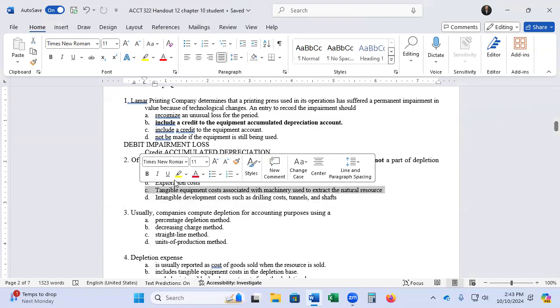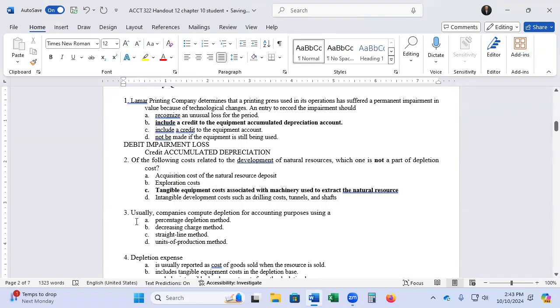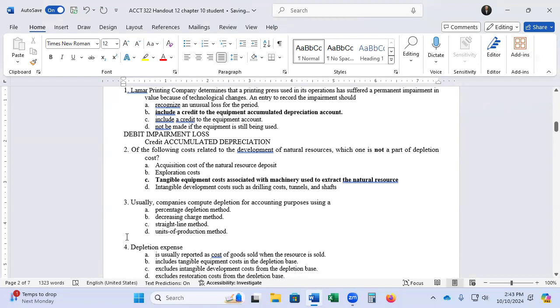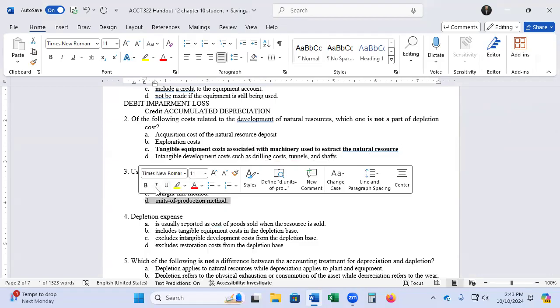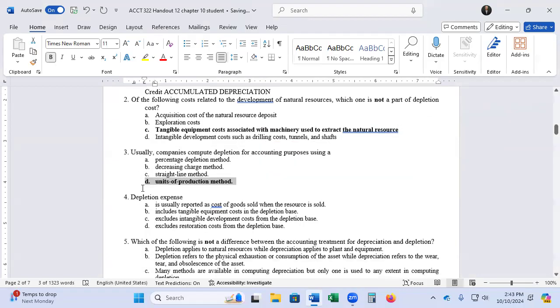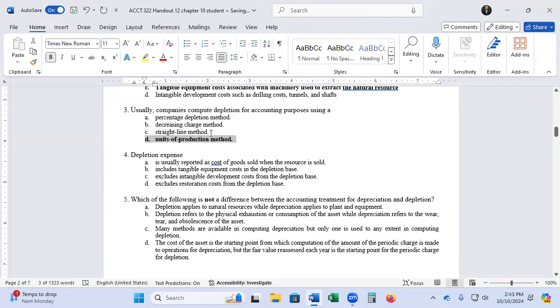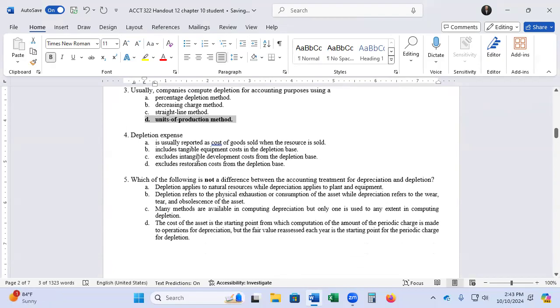So this is the answer. It does not become part of the depletion base. It is a separate asset if they plan to use it for more than a year. So it would be depreciated separately as an asset. Usually companies compute depletion for accounting purposes using units of production method. If it said depreciation, I'd say probably straight line for financial reporting purposes.